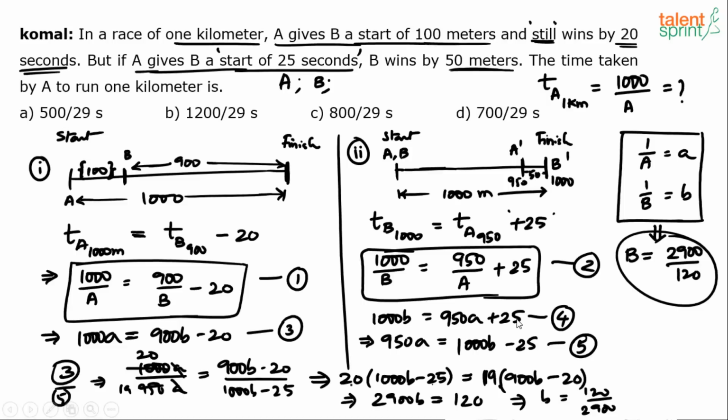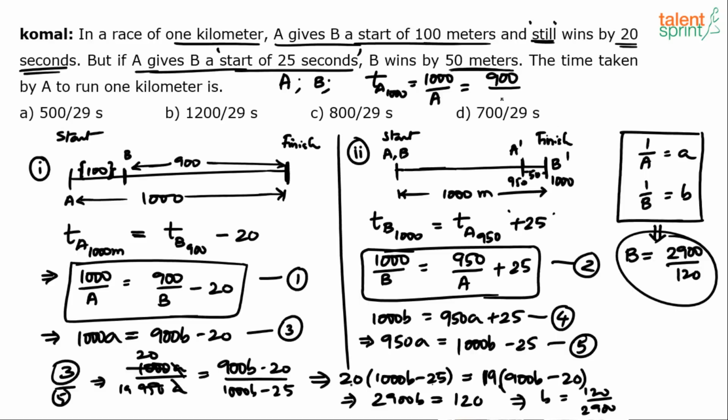Now substitute this value in this place. See, again, I don't want to solve A first and then 1000 by A. 1000 by A is directly known to us here, right? So I can say 1000 by A is equal to, I'm writing it here. Yeah, we want to find the time taken by A to cover 1000 meters, which is 1000 by A. From equation 1, we know 1000 by A is 900 by B minus 20. So 900 by B. What is capital B?